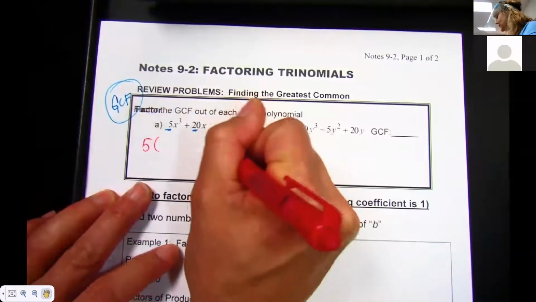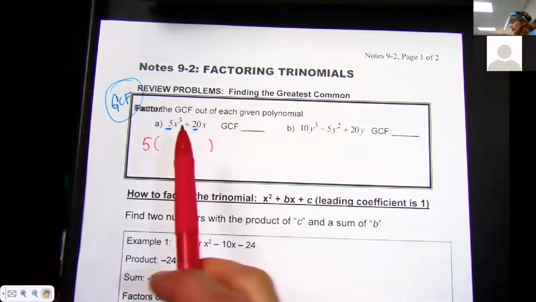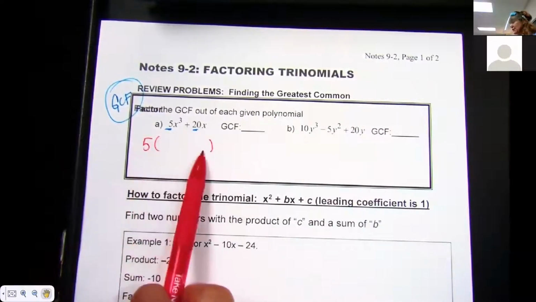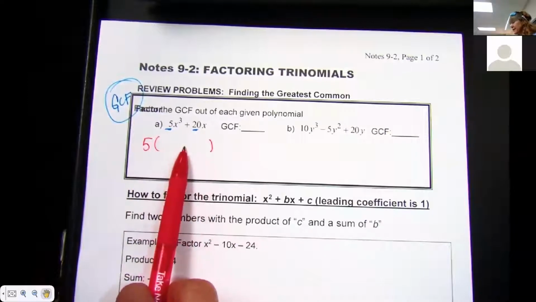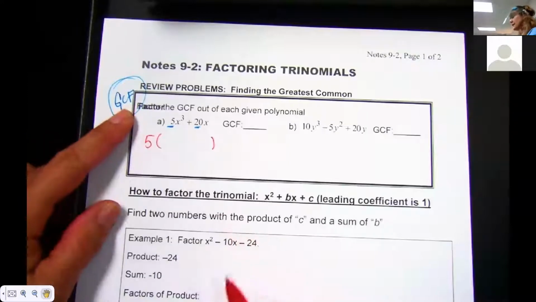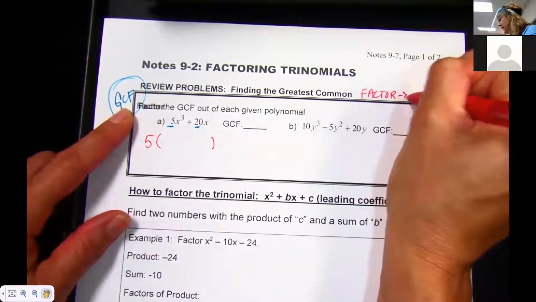And guys, factoring is the opposite of distribution. There used to be a 5 on the outside of the parentheses, and it was distributed to something inside the parentheses. So remember, distribution is multiplying, factoring is dividing.